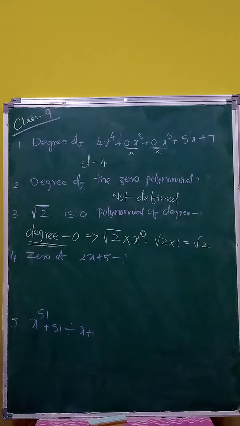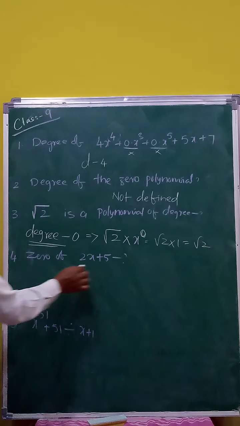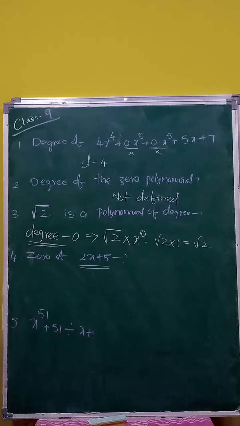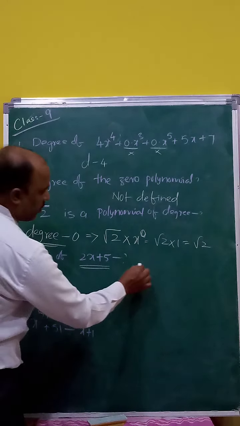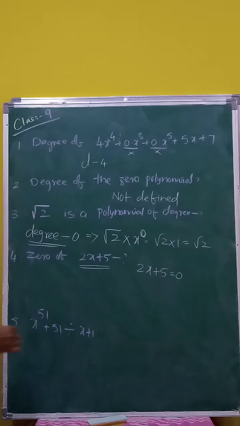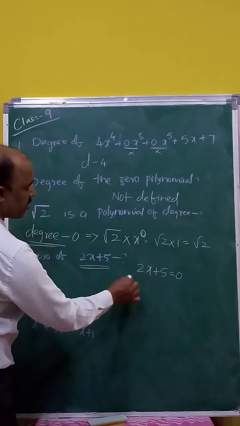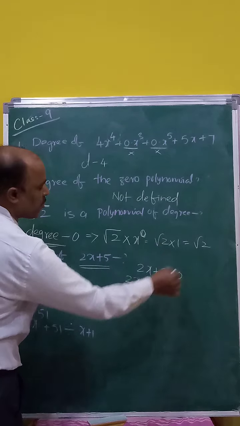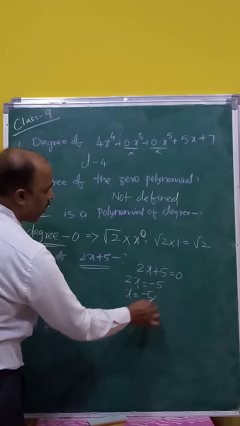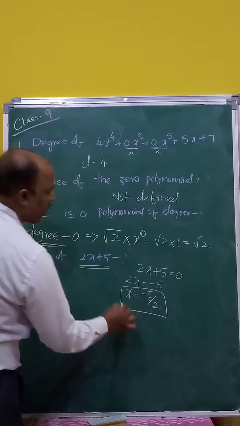Now come to the next question, number 4: the zero of 2x + 5. I think I know how to do this one. Set 2x + 5 equal to 0 and find the value of x. 2x, transposing to the right side, is minus 5. So x is equal to minus 5 by 2, which is a zero of the given polynomial.